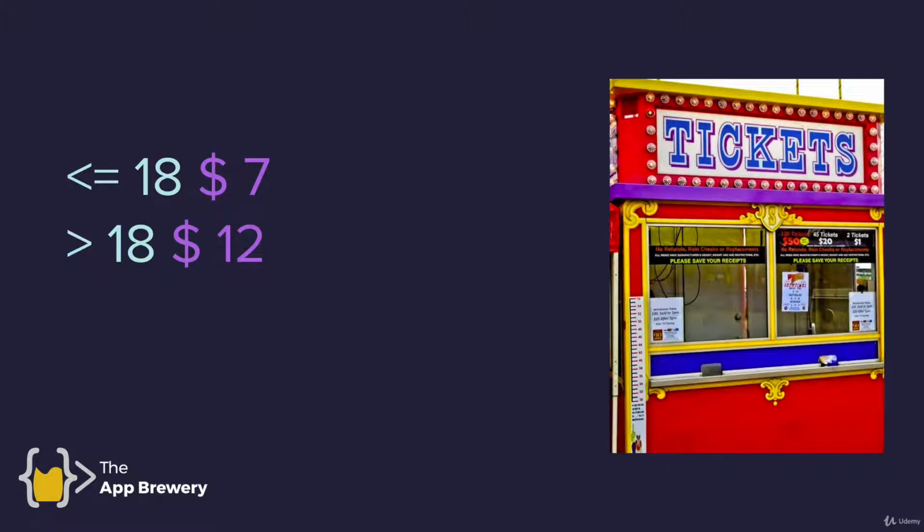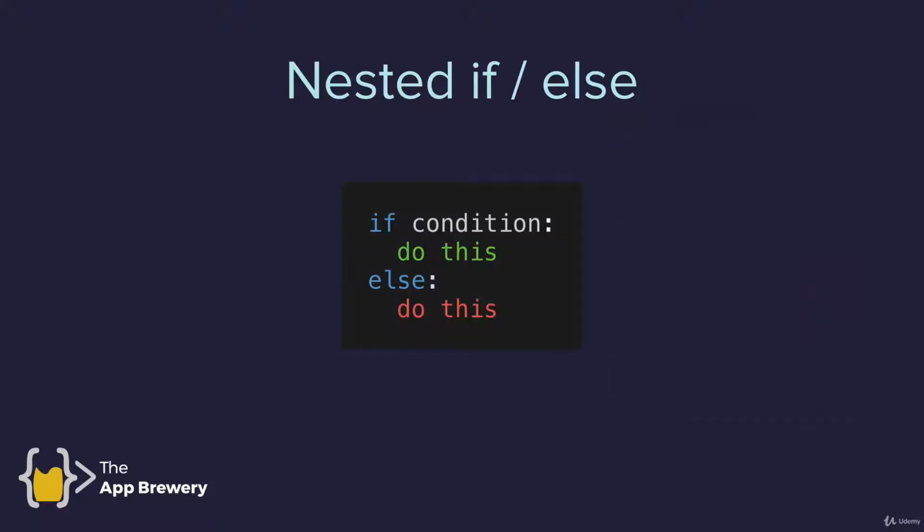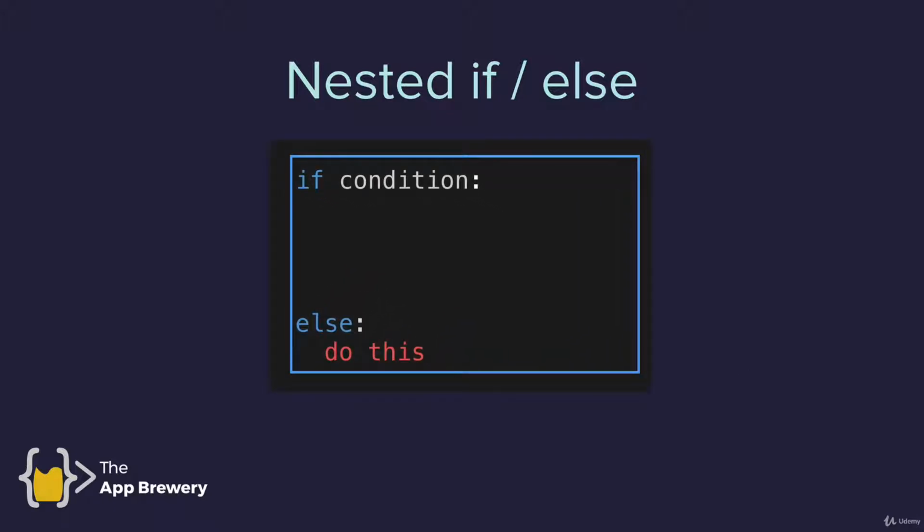So how can we represent this extra condition that we need to check for in our code? Well, we could use something called a nested if-else statement. We've seen our if-else statements look like this, where it's only got two choices. If this condition is true, do this, otherwise do that. But in a nested if statement, once the first condition has passed, we can check for another condition. And then we can have another if-else statement inside this if condition.